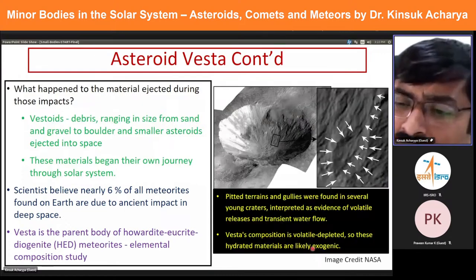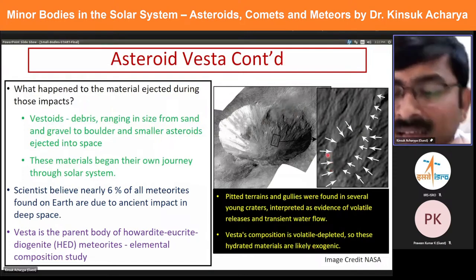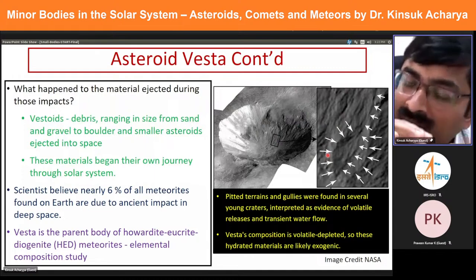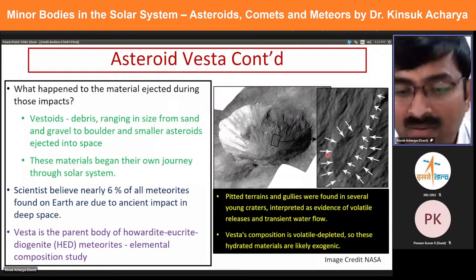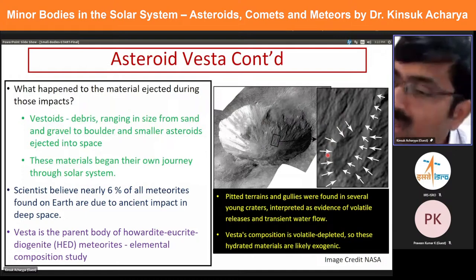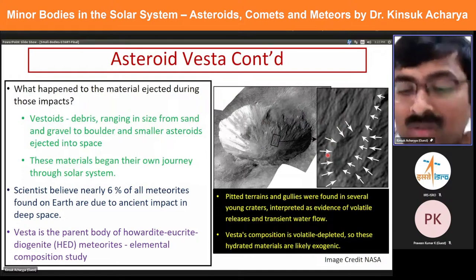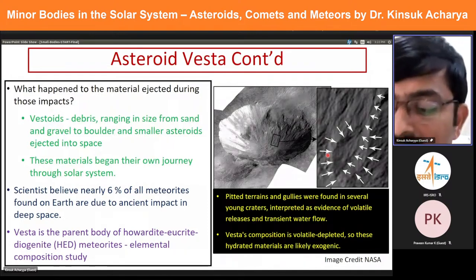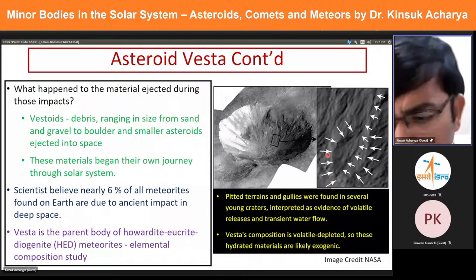Not only that, here we can see in Vesta the sign of some gullies region. So basically, it happens when a fluid flows on the surface, like water flows on the surface. You can see a structure. So this kind of structure is also found here. But in Vesta, it is found that it is volatile depleted.